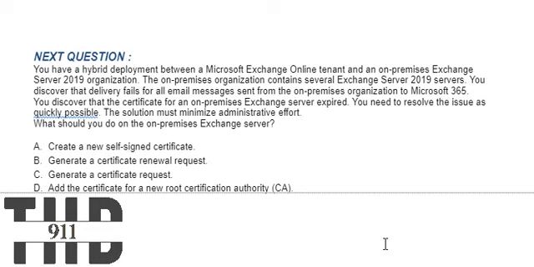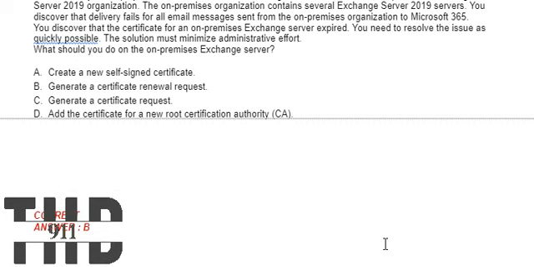Option A, create a new self-signed certificate. Option B, generate a certificate renewal request. Option C, generate a certificate request. Option D, add the certificate for a new root certification authority. The correct answer is option B.